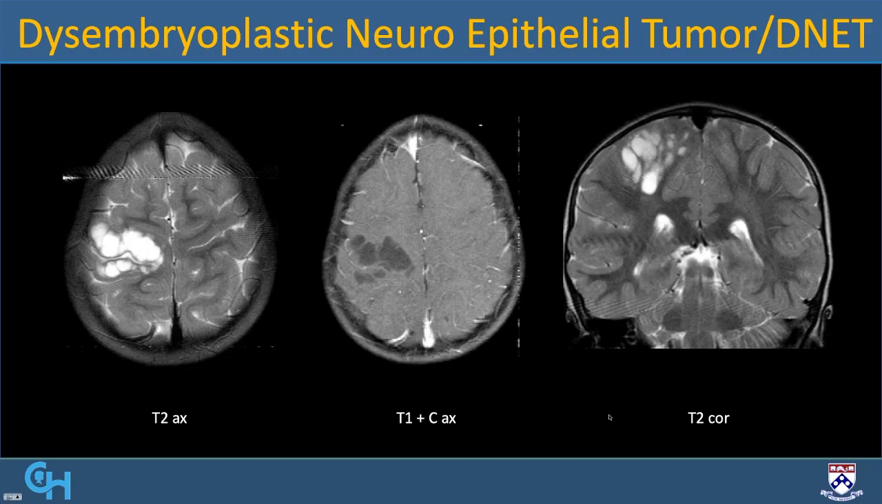So let's look at a case of DNET. This is a cortical-based bubbly lesion. And you can notice here, this does not demonstrate any enhancement following contrast. And this is just another look in the coronal plane. And they are slow-growing tumors. And because they are so close to the cortex, they can actually cause a smooth scalloping of the overlying calvarium. This is a feature which can be associated when they are large, and because of the slow-growing nature, they can produce this appearance on the adjacent calvarium.